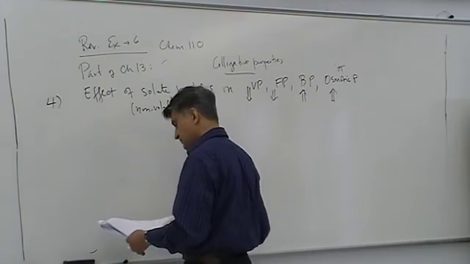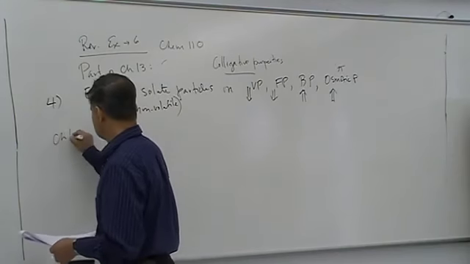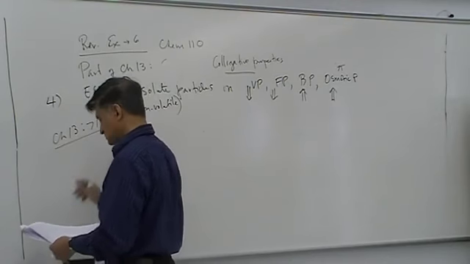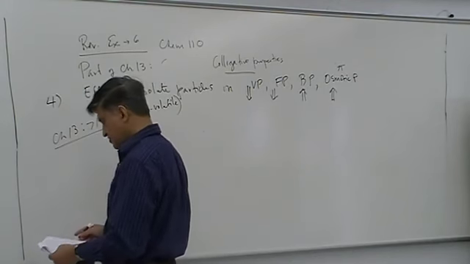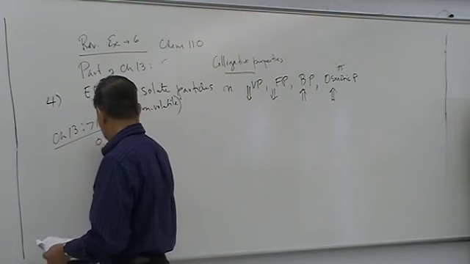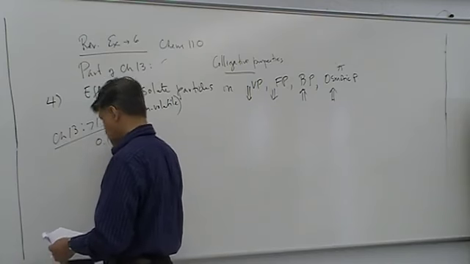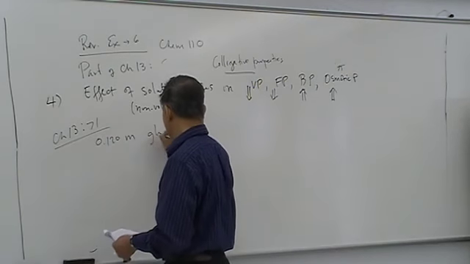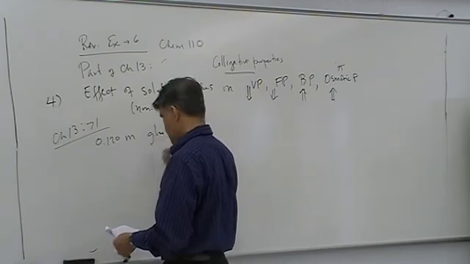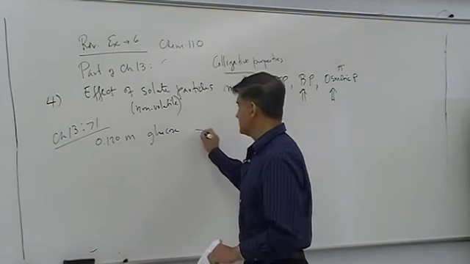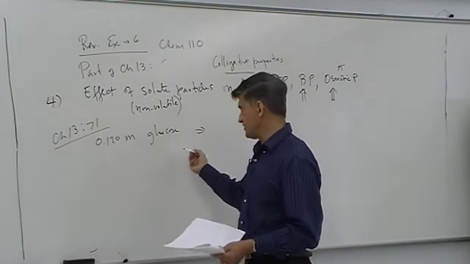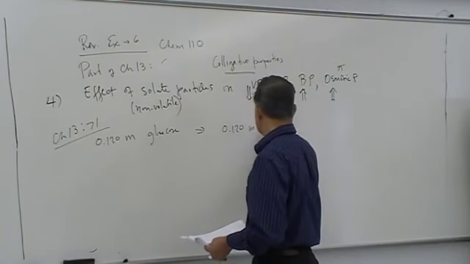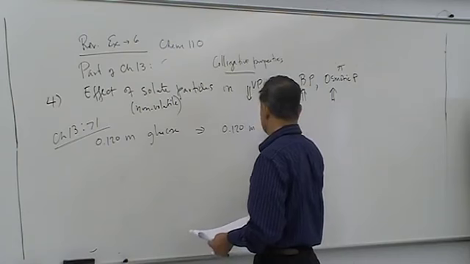Now this problem is coming from chapter 13, number 71. What they're doing in this problem is they have 0.120 molal, this is the molality, glucose they added. They have one sample with glucose. And how many particles are we getting? Glucose doesn't break up. It's not an ionic compound. So you're going to get 0.120 molal particles coming from glucose. It's the same as this number.